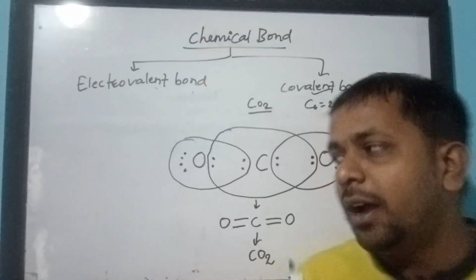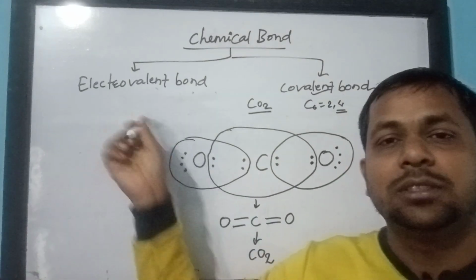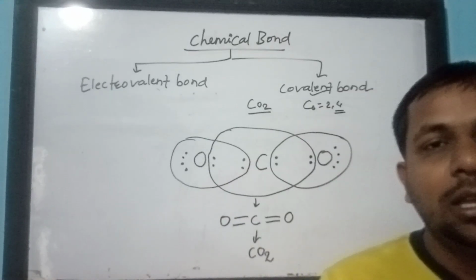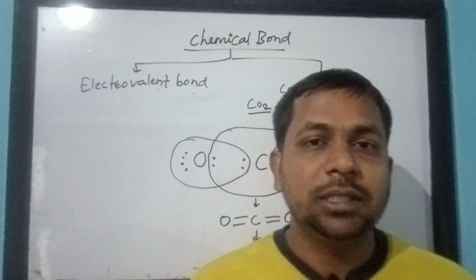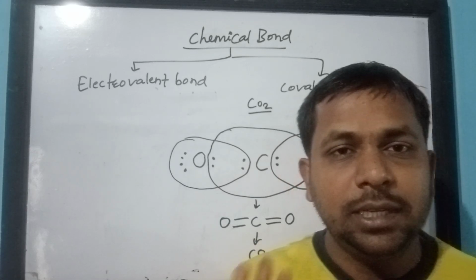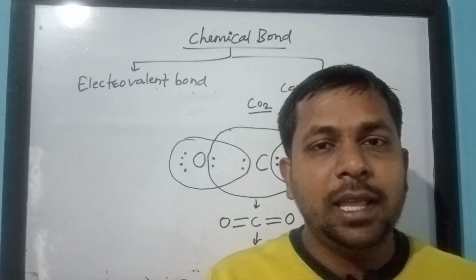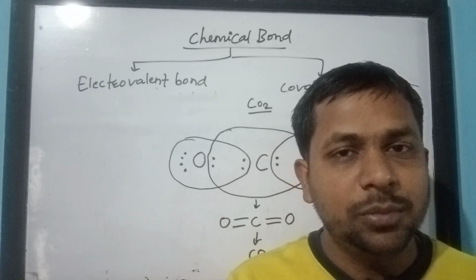I hope you have understood how the covalent bond is formed and how the electrovalent bond is formed. There are different types of bonds, but here we are only developing the concept regarding the electrovalent bond and covalent bond.